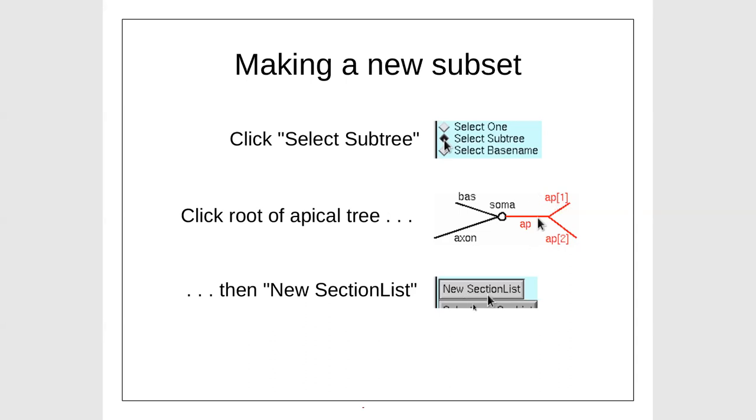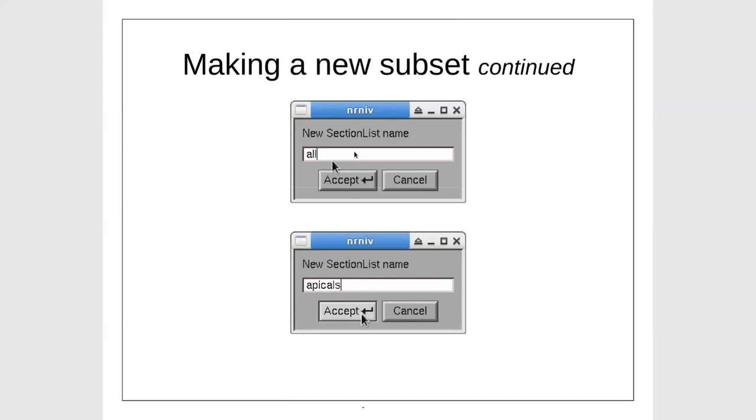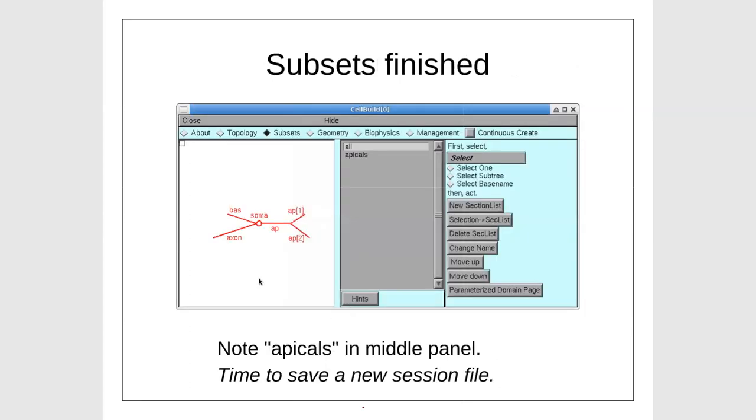And we click on New Section List, and we change the displayed section name to what we want it to be called. We're going to call it apicals. So we click in this edit window, we backspace to get rid of that string, change it to apicals, and click on the accept button. And now we've got a new subset called apicals. You notice it right there in the middle panel. We save a new session file by clicking on the NEURON main menu toolbar, File, Save Session.